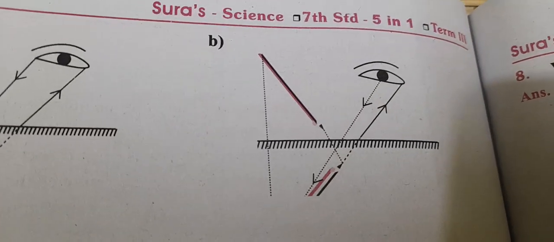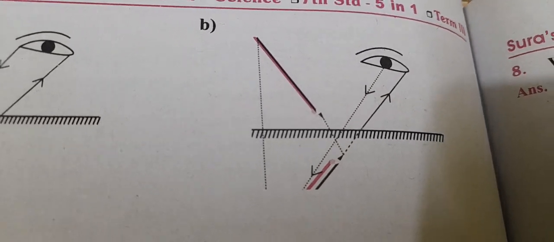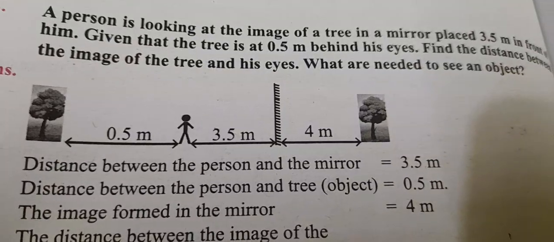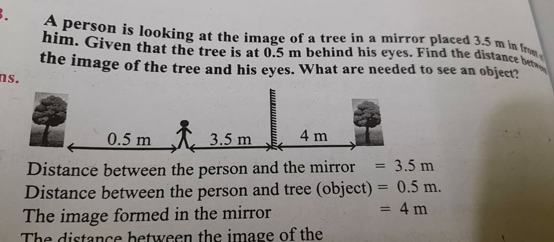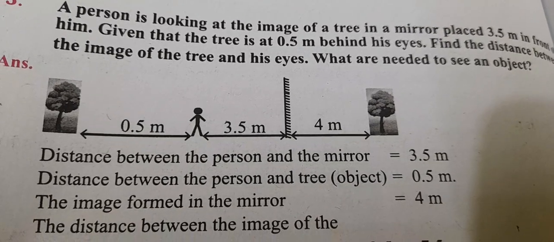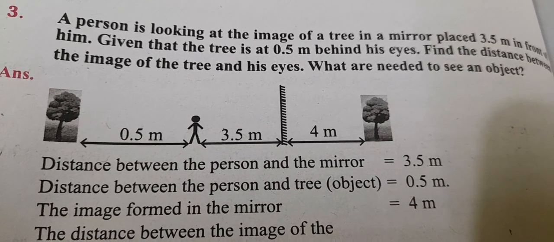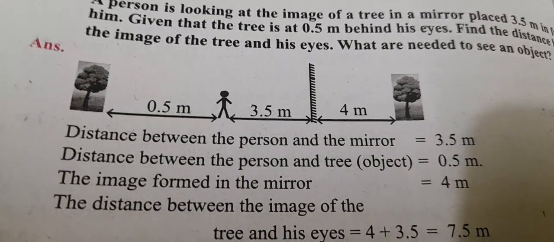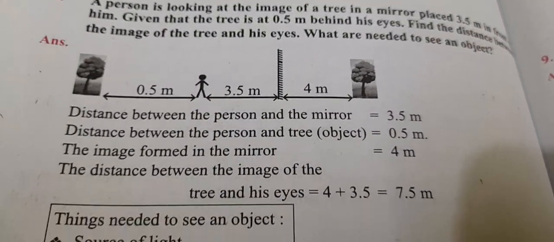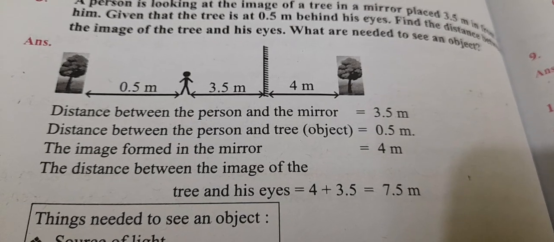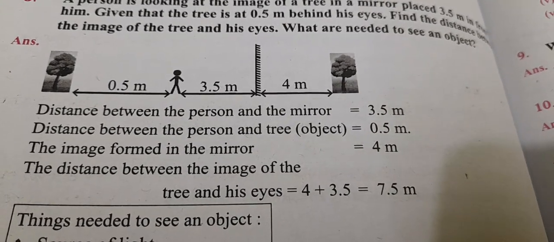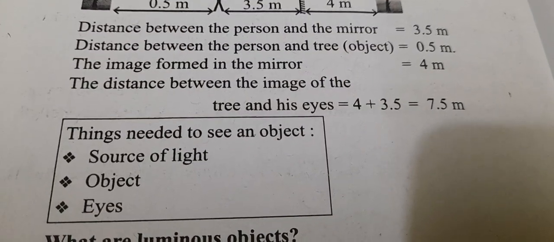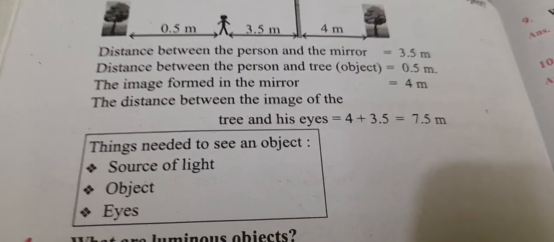B answer. At the third question, distance between the person and the mirror 3.5 meter, distance between the person and tree object 0.5 meter, the distance formed in the mirror 4 meter, the distance between the image of the trees and its eyes 4 plus 3.5 is equal to 7.5 meter. Things needed to see object: source of light, object, eyes.